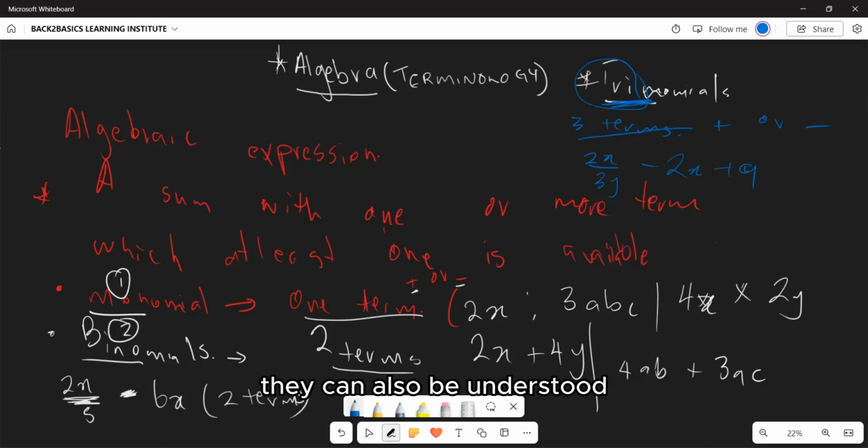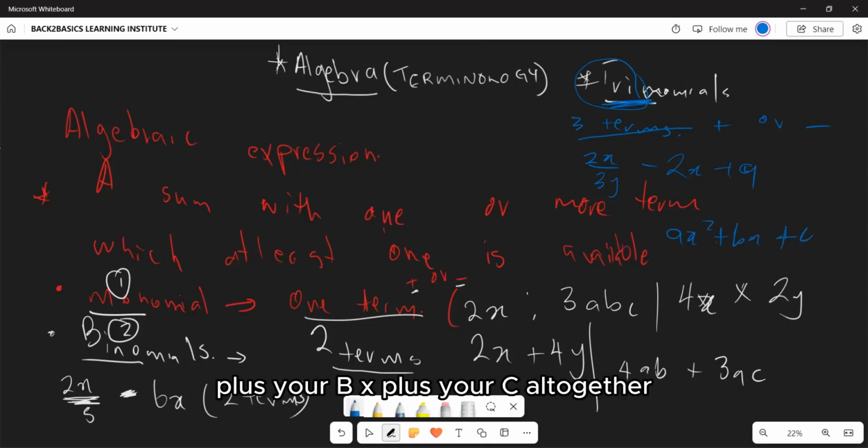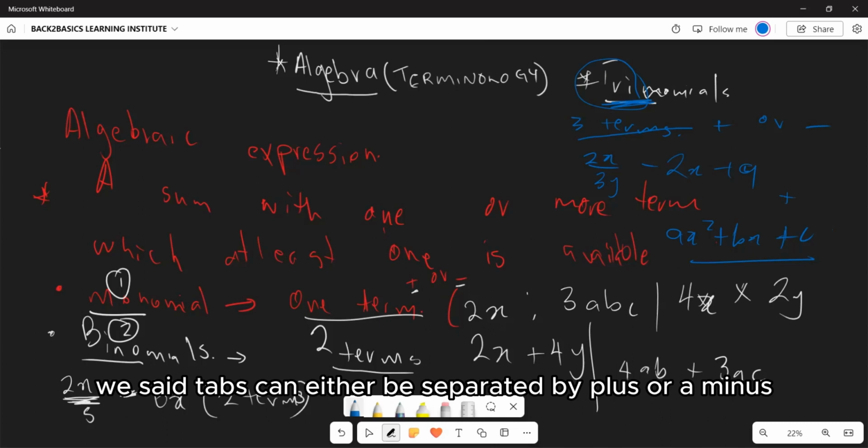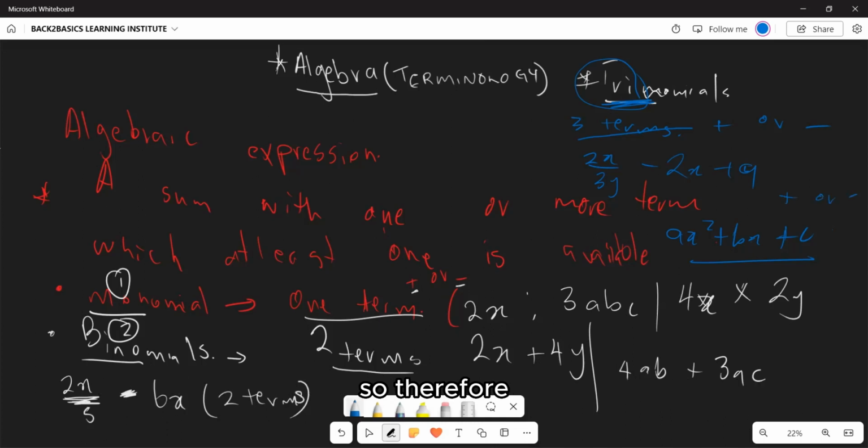They can also be understood, let's say, now as your ax squared plus your bx plus your c altogether. This is also a standard form, and it still qualifies to be called a trinomial because it is how many terms? It is one, two, and then three terms. And remember, we said terms can either be separated by a plus or a minus. So therefore, this qualifies to be regarded as your trinomial. Are we together? Yes. Hopefully by now this is making sense to you.